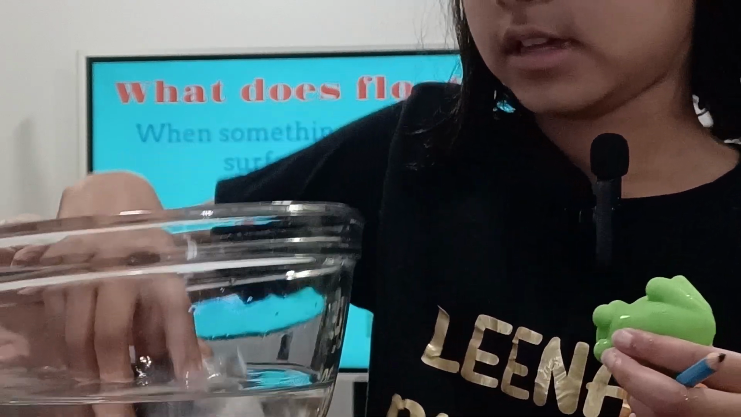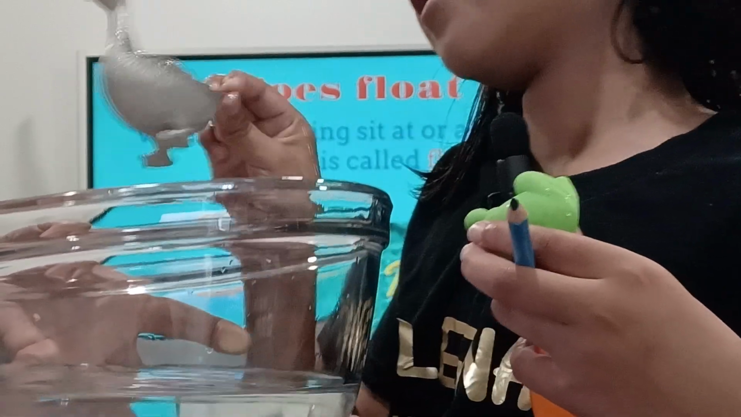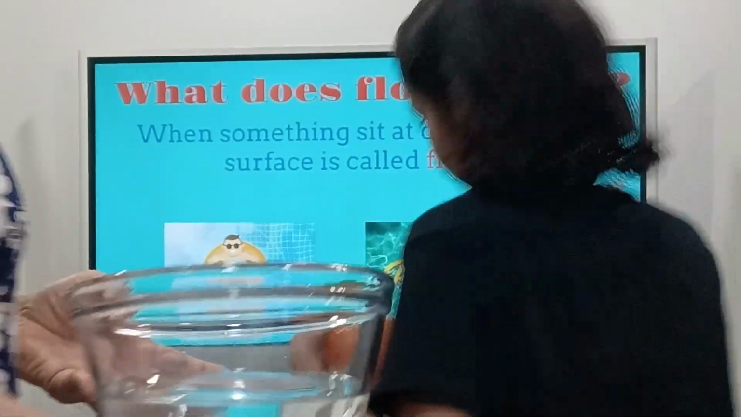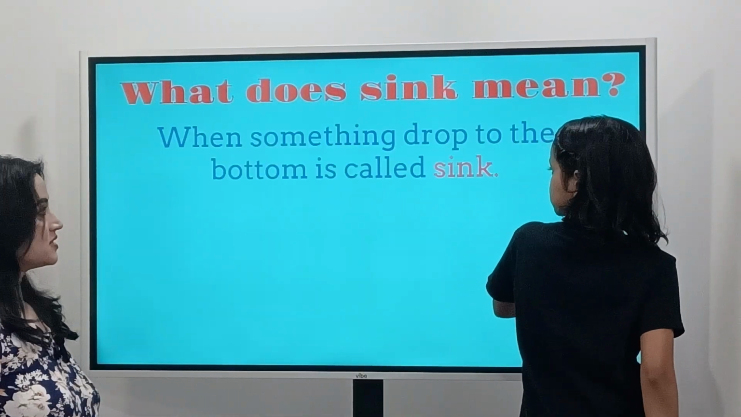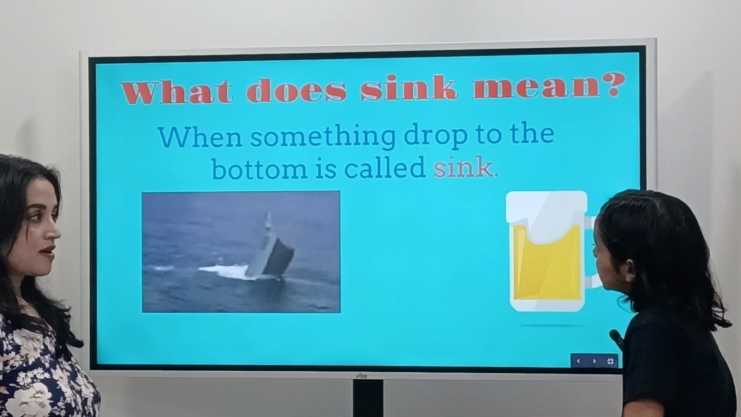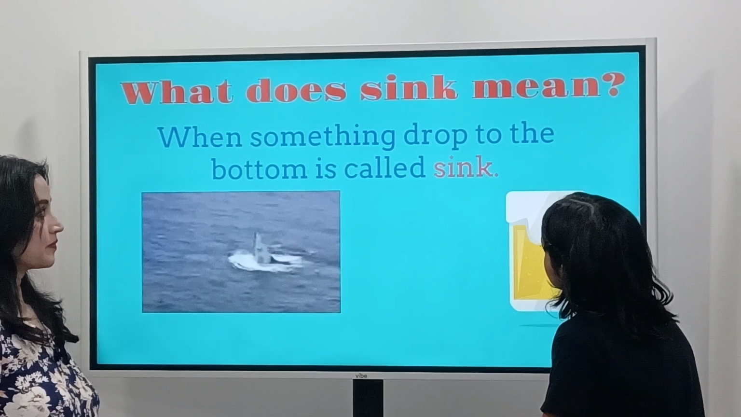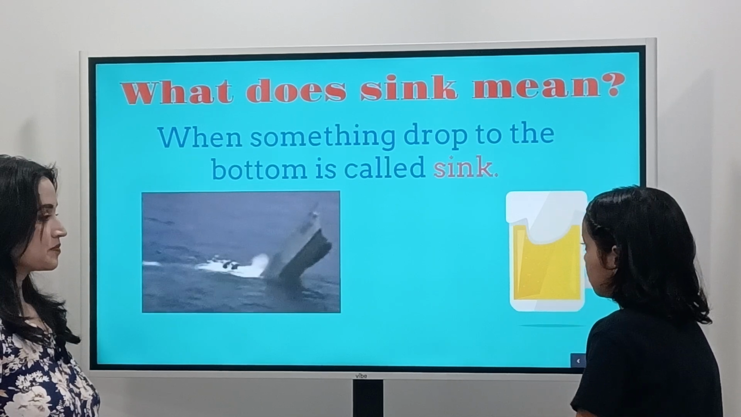Okay, can you show the objects that will sink? No, there's another sign. Okay, that says sink. Okay, what does sink mean? So what is sink actually? When something drops to the bottom, it's called sink.